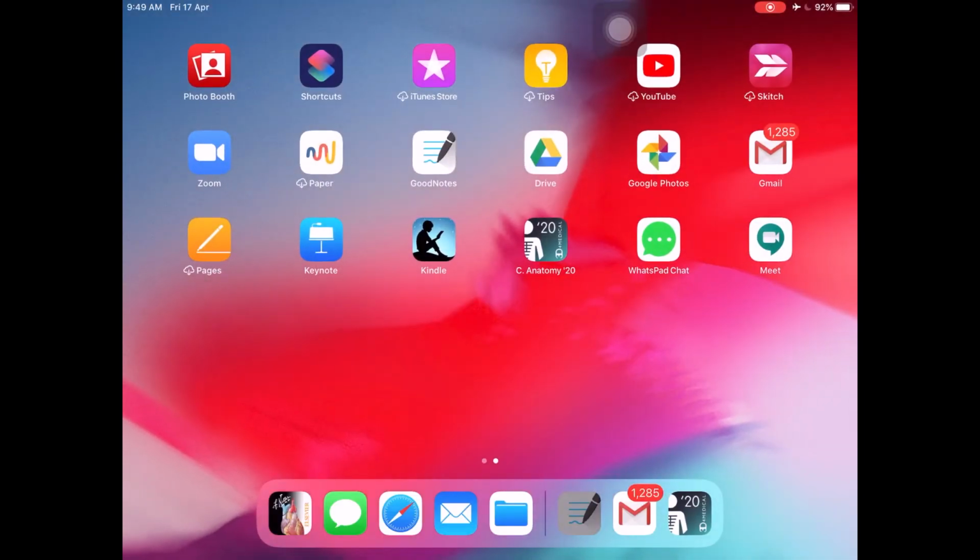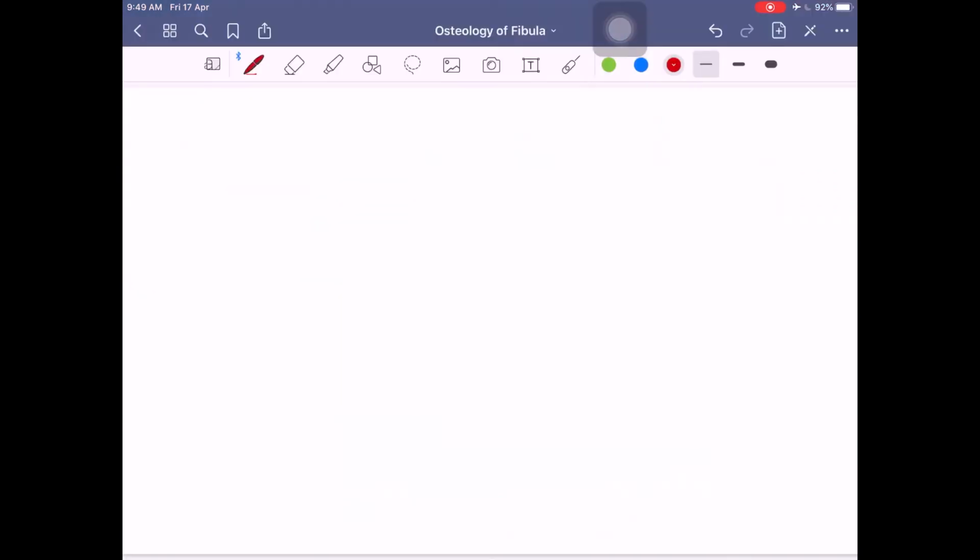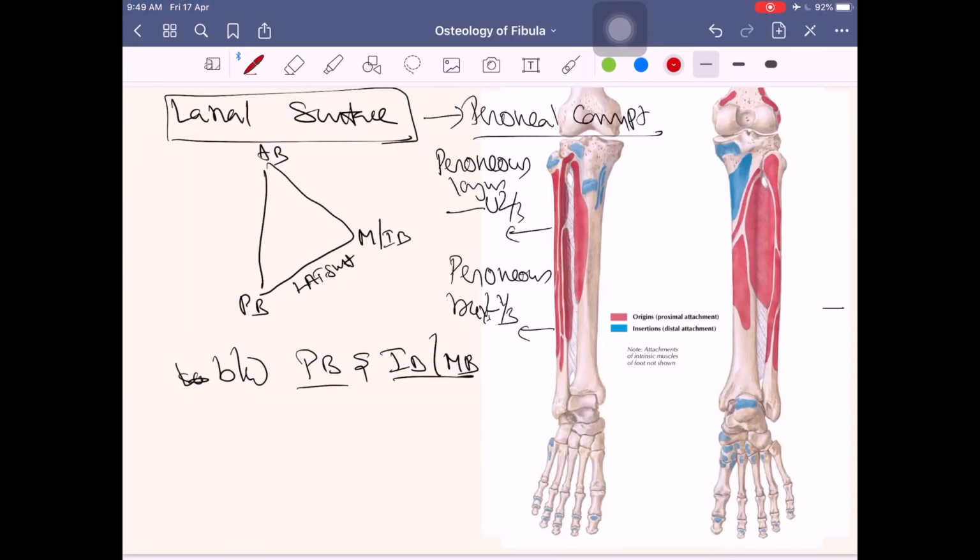Your lateral surface. Your lateral surface is between your interosseous border and the posterior border. Somewhere here are the arrows which are showing. And here it gives attachment to only two muscles. In the upper part you see there is one muscle called peroneus longus, which is in the upper 2/3, and the peroneus brevis in your lower 1/3. Two muscles are attached here. It is as simple as that.